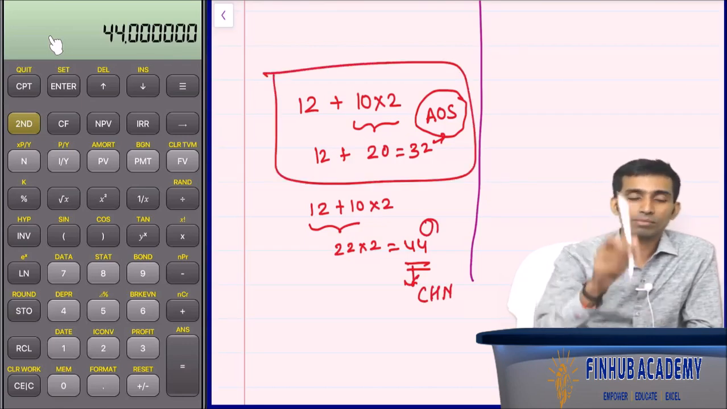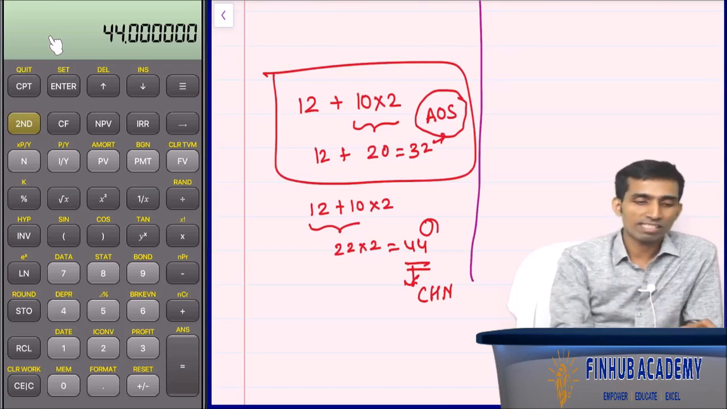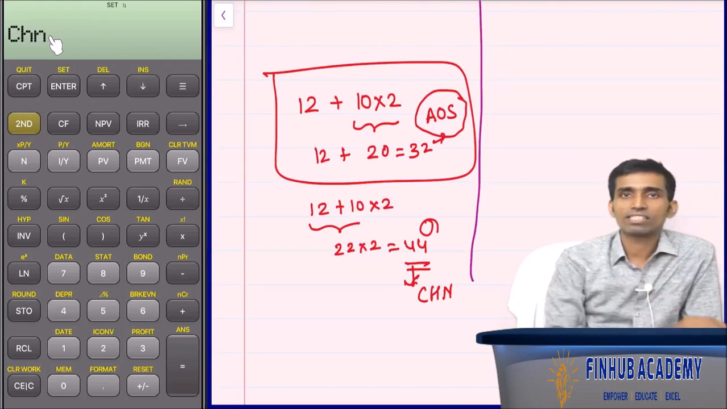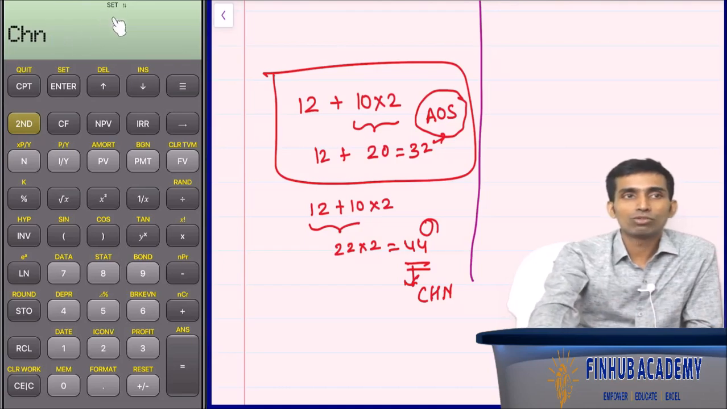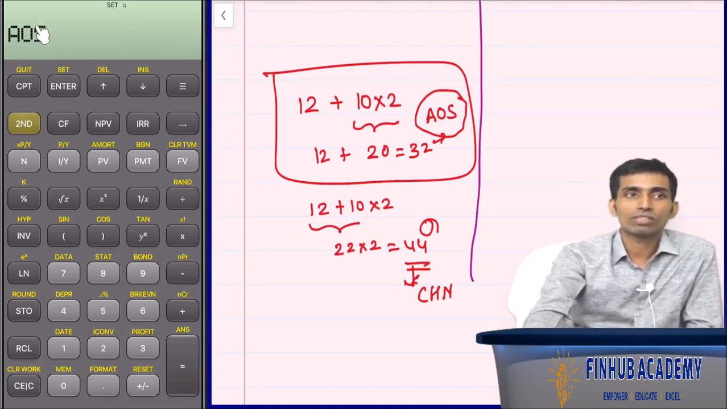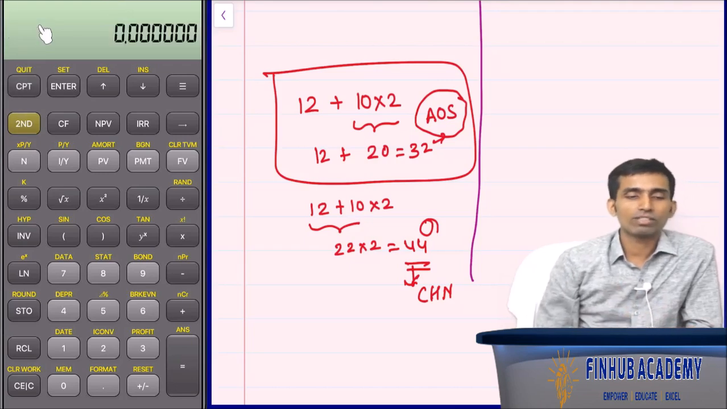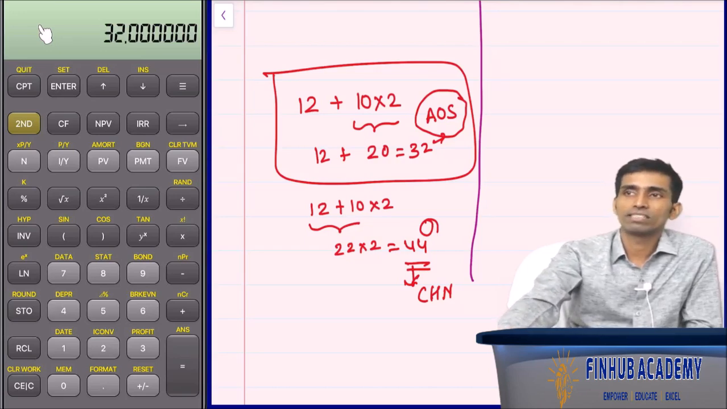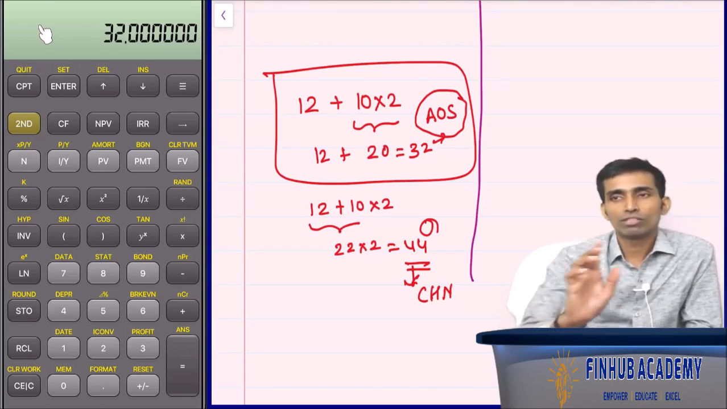So our default setting should be AOS. How will we set this? Come on, let's do it. What I pressed: second, format, down, down, down, down, CHN. To change this, what should I do? Set. See here it is showing set. So second and enter. Now it has come into AOS mode. Now second quit. Now again you check: 12 plus 10 into 2. Answer is 32. This is the answer now. Correct. So this should be your default setting.